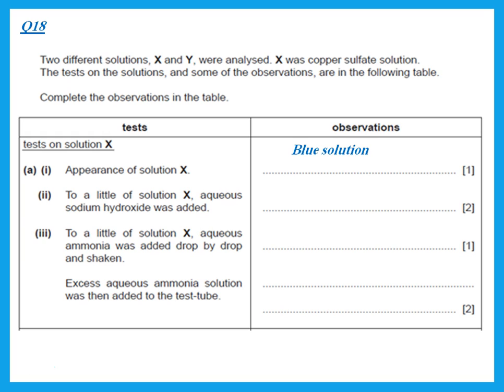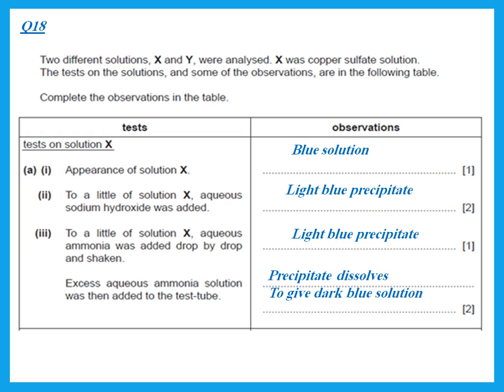Then he says to a little of solution X, he added sodium hydroxide. So if I add sodium hydroxide to something that has copper or copper ions, what should I get? Light blue precipitate. Don't forget the word precipitate. Then he added aqueous ammonia, drop by drop, and then excess. Remember, if I add aqueous ammonia to copper something, I get what? Blue precipitate, soluble in excess to give dark blue solution. So the precipitate dissolves to give dark blue solution. This is the result of ammonia with copper 2.